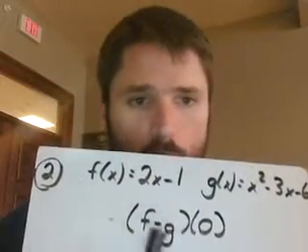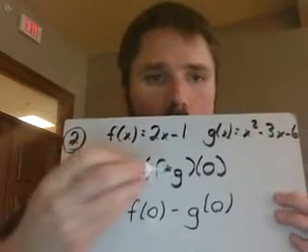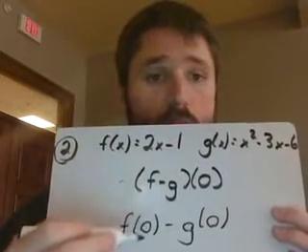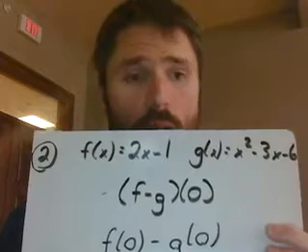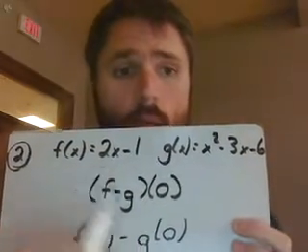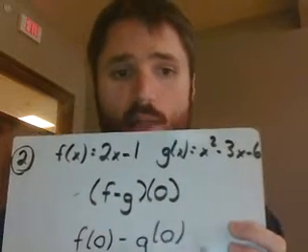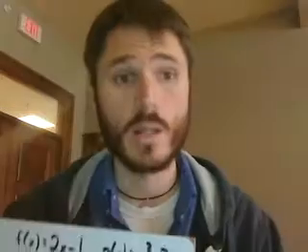So f minus g of 0 could be rewritten as f of 0 minus g of 0. Okay? This is basically the shorthand of this. They both mean the exact same thing. So what does this mean? Well, this means I can plug in a 0 for x in f, and I can plug in a 0 for x in g, and then if I subtract those two numbers, I'll get the answer I want.